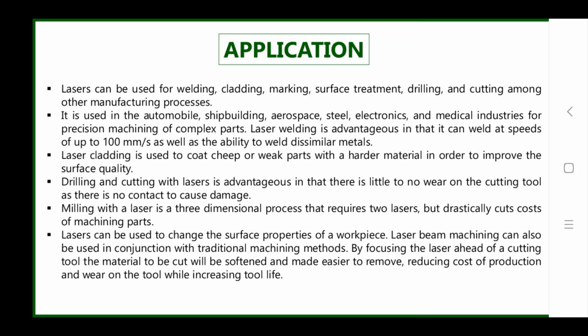Milling with the laser is a three-dimensional process that requires two lasers but drastically cuts the cost of machining a part. Lasers can be used to change the surface properties of the workpiece. Laser beam machining can also be used in conjunction with traditional machining methods. By focusing the laser to aid the cutting tool, the material to be cut will be softened and made easier to remove, which reduces the cost of production. So this is about laser beam machining.